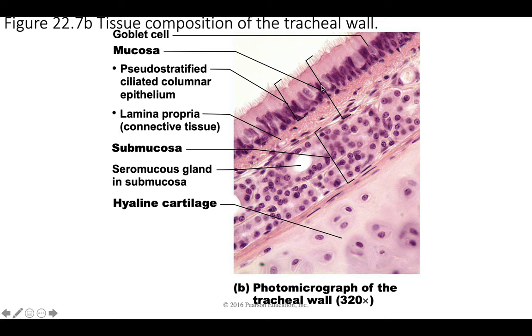Here is the lamina propria. This is the connective tissue layer. Below that, here's the submucosa. And you can see some of these mucus glands that you have over here within the submucosa. Here's another one over there. There's another one over there. And then below that, we have the hyaline cartilage, which is making the C-shaped rings of the trachea.